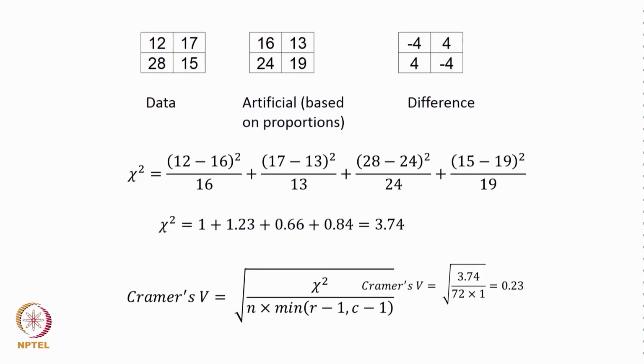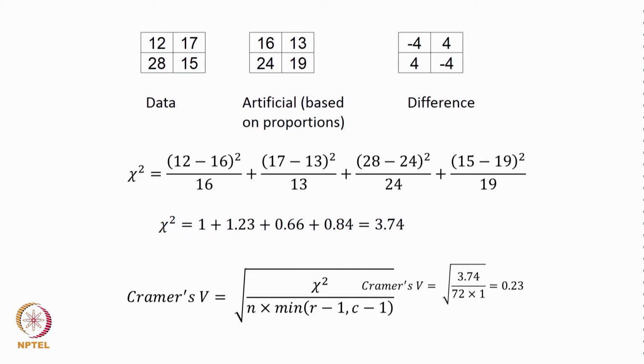We can also calculate another number called Cramer's V, which is given by the square root of chi-square divided by n times the minimum of r minus 1 and c minus 1. Here, chi-square is 3.74 and n is 72. The number of rows and columns are both 2, therefore r minus 1 and c minus 1 are both 1, and the minimum is 1. So, Cramer's V is the root of 3.74 divided by 72 into 1, which is 0.23.